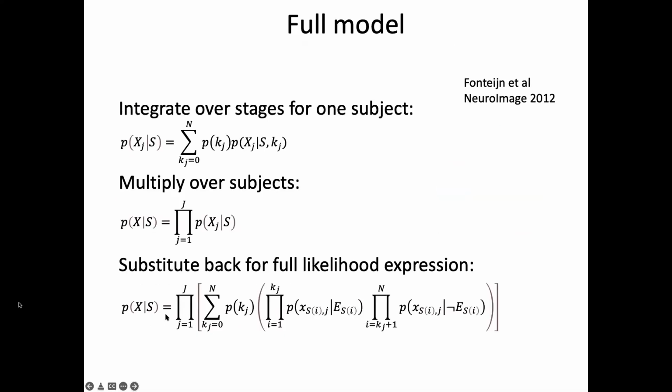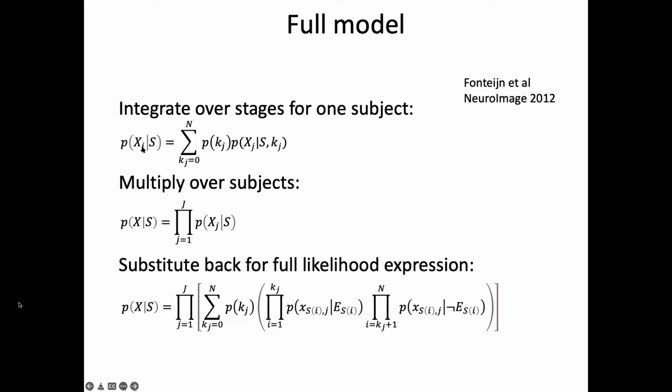Of course, we don't really know what stage any individual is at. However, we can obtain a likelihood of the patient's data given the sequence by simply integrating out this hidden stage variable K_j. We do that just by summing the likelihood that we computed on the previous slide over all possible stages, weighted by some prior on the individual stages. Generally, we'll assume that that prior is uniform, because we have no a priori information about any particular stage being more likely than any other.